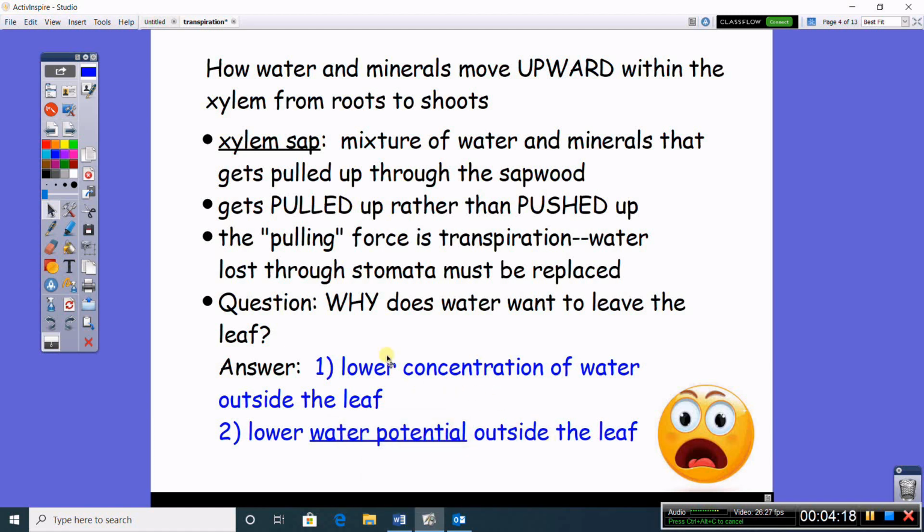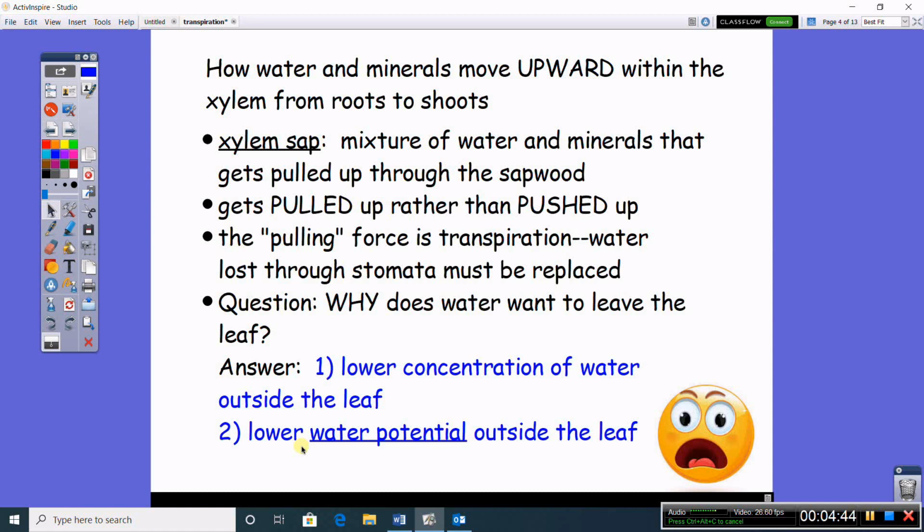Well, you can think of it as a lower concentration of water outside the leaf. So maybe if it's really hot, maybe if it's really dry outside the leaf, there's going to be less water out there, so water's going to want to leave. But you know what we're going to bring up? We're going to bring up water potential. Okay? Water potential is the potential for water to want to leave a given area and go somewhere else.